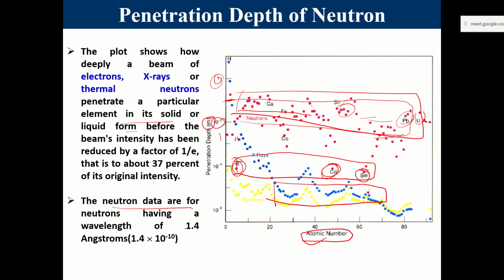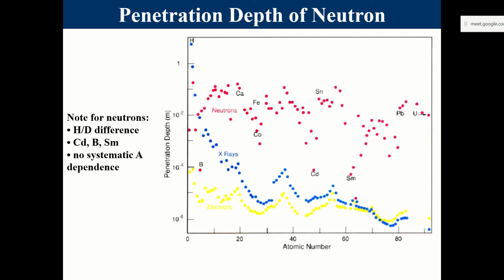This neutron data is for neutrons of 1.4 angstrom wavelength. In this same picture, you will also be able to note the difference between cadmium, boron, and samarium, which lie at the bottom, as already discussed.